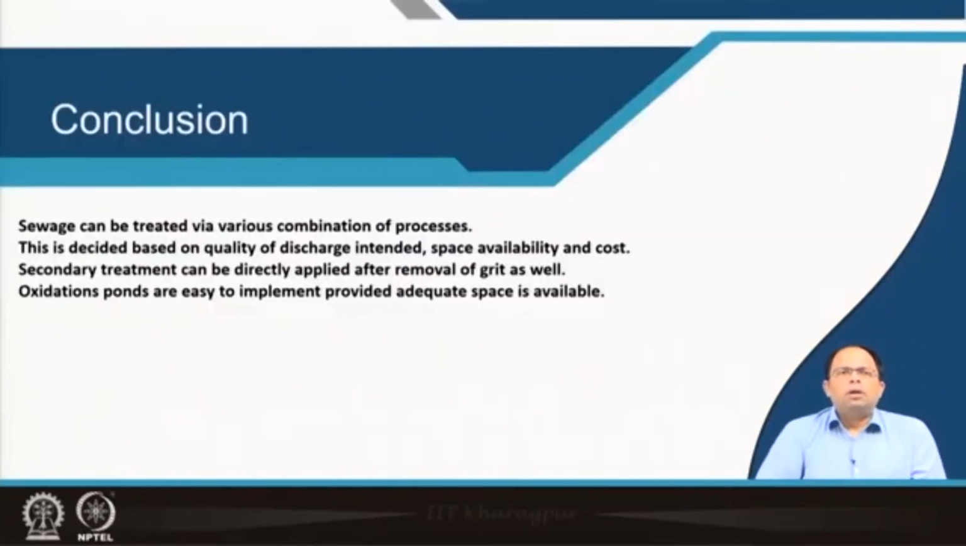So, to conclude, sewage can be treated via various combinations of processes. This is decided based on quality of discharge intended, space availability and cost, and secondary treatment can be directly applied after removal of grit as well, and oxidation ponds are easy to implement provided adequate space is available.